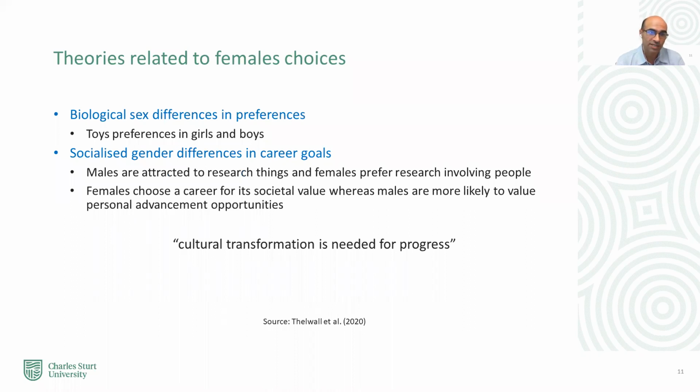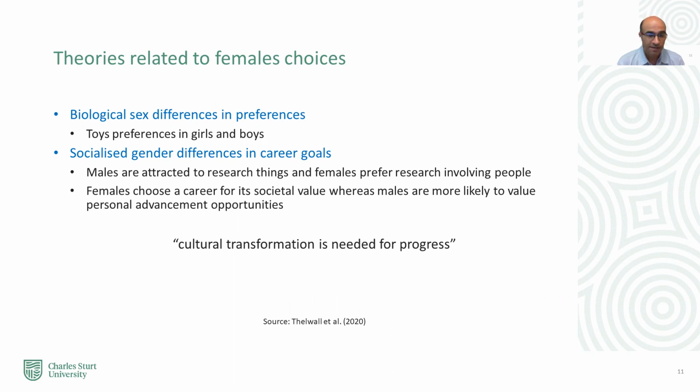There are also a couple of theories that emphasize female choices. For instance, one is about biological sex differences in preferences. Research shows that girls and boys, before they learn about gender identities, have different preferences for toys. And people think that some of those preferences might be linked to genetics and later might translate into different preferences for careers. The other one is socialized gender differences in career goals.